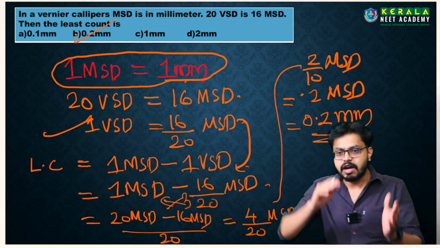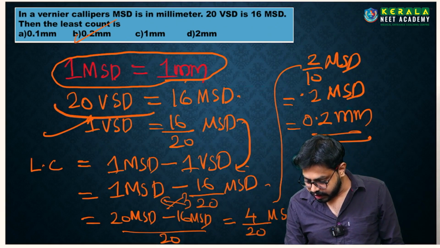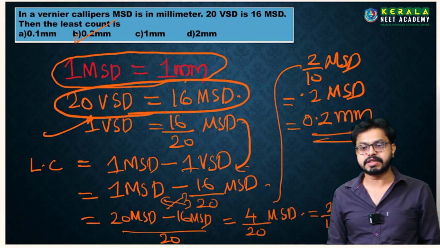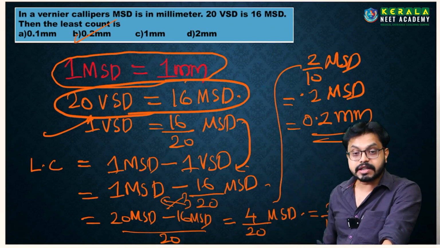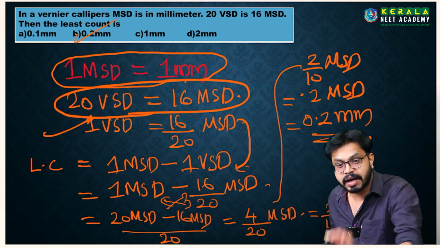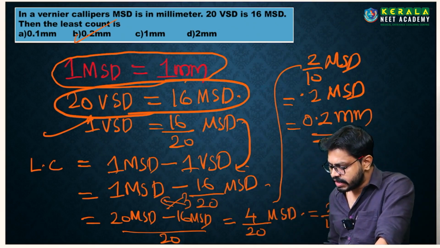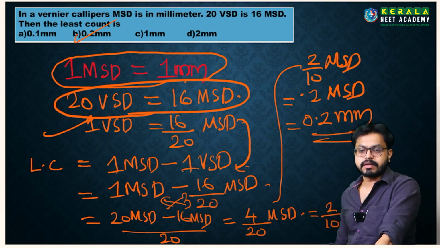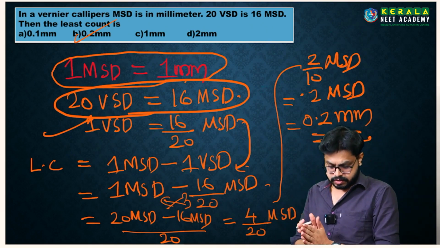So what is the method? 1 MSD minus 1 VSD. In the question it is given that 20 VSD is equal to 16 MSD. From that you can find 1 VSD. Then just put least count is equal to 1 MSD minus 1 VSD. Substitute, and you will get the answer 0.2 millimeter. Correct? So that is the least count of the instrument.